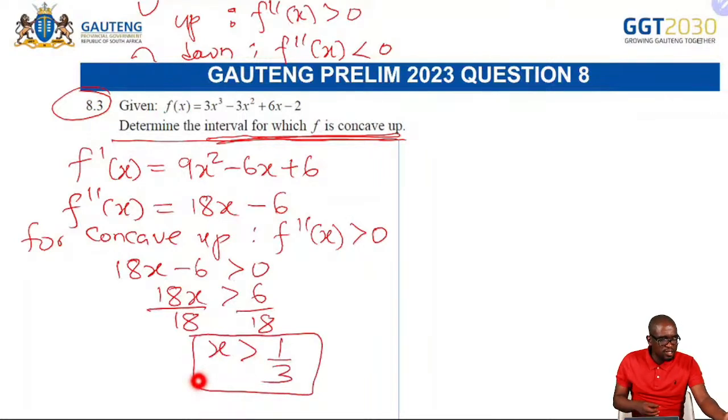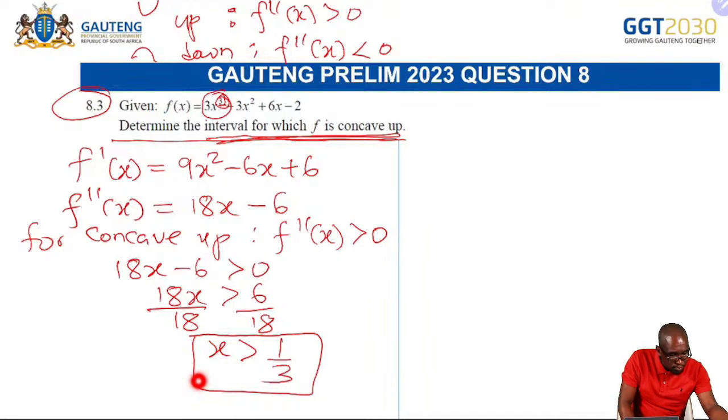So this would be your interval for which this particular function, it's a cubic function. You see the highest degree is 3 there. That's the highest degree of that. So it's concave up for this particular interval. So that's very, very important to note as well.